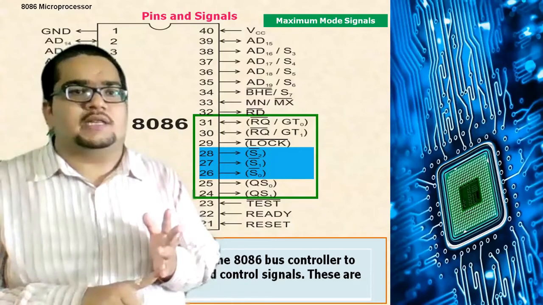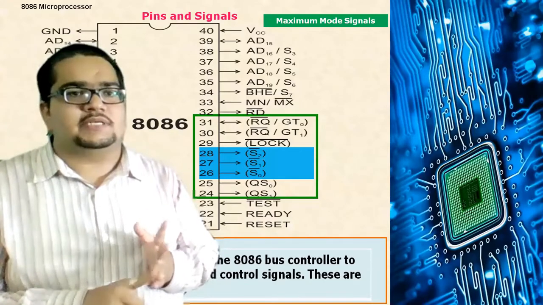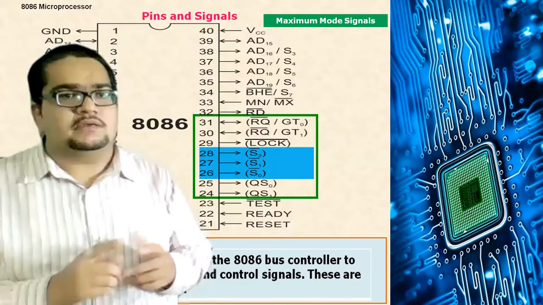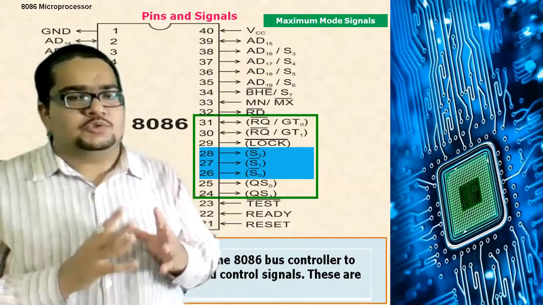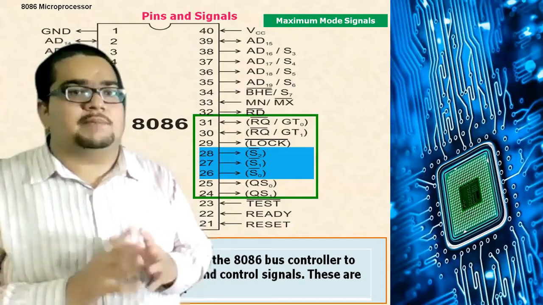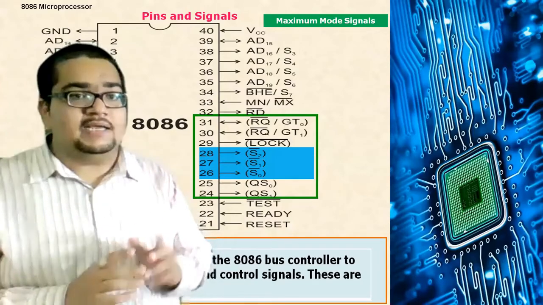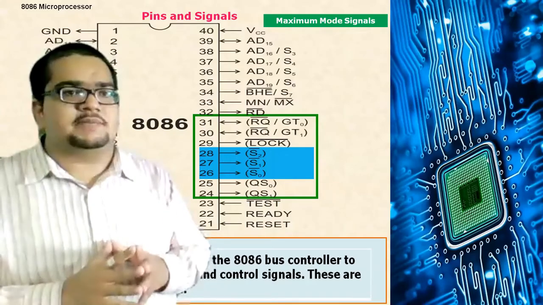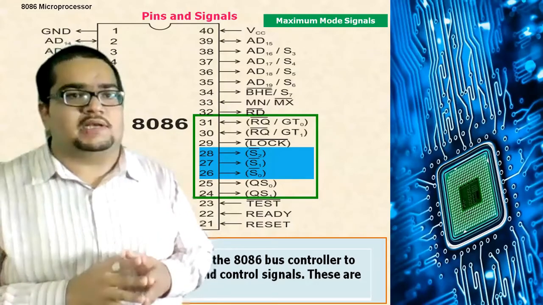M/IO bar is a control signal, DT/R bar is a control signal, INTA bar is a control signal. So all those signals, write, read, these are all control signals. These control signals will be generated by the bus controller by taking these 3 lines input from the processor. We will see the system configuration also, there you will understand more clearly.